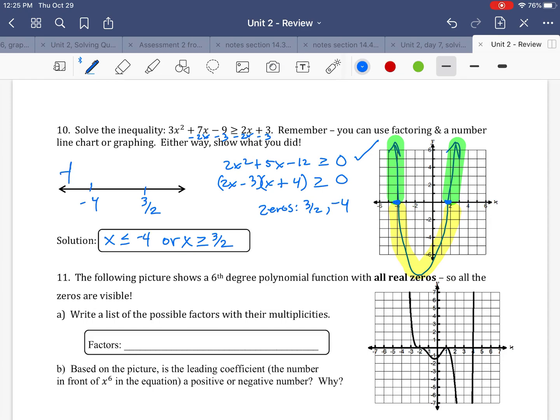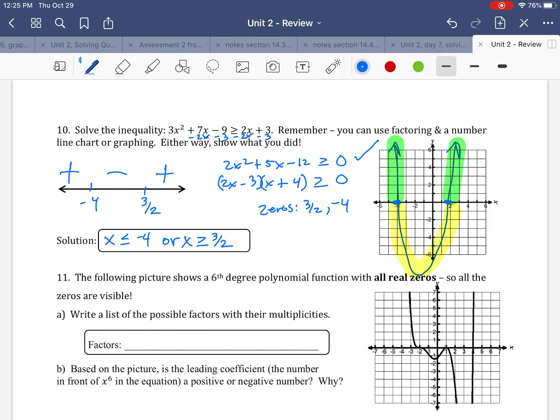So that's all we really care about. Then if you put a number in between negative 4 and 3 halves into the problem, so I would choose 0. So if I put 0 here and 0 there, I get negative 3 times 4, which is a negative number, so this becomes a negative. And then if you do the same thing to the last part, you get a positive.